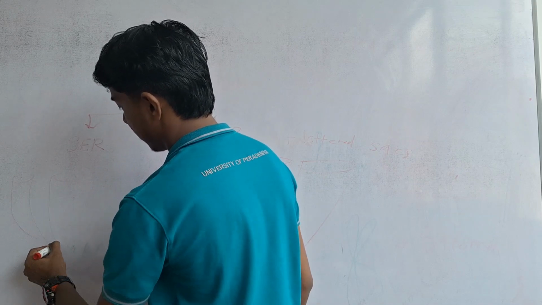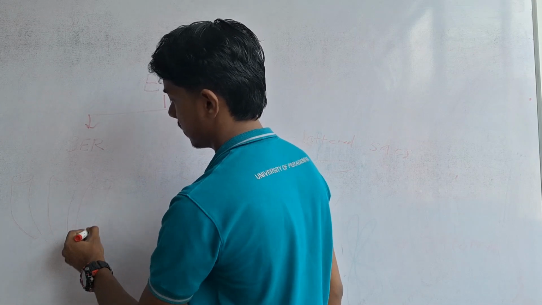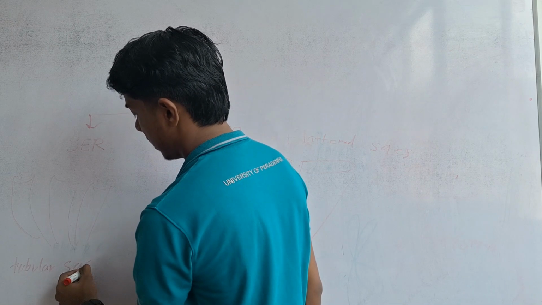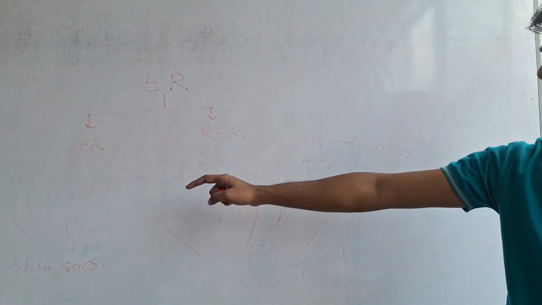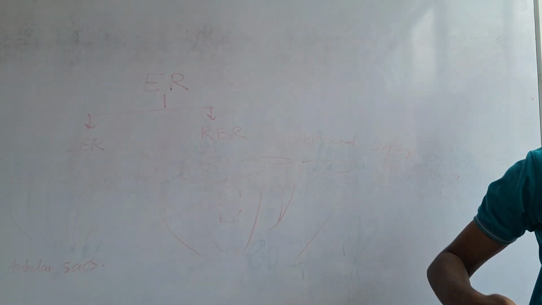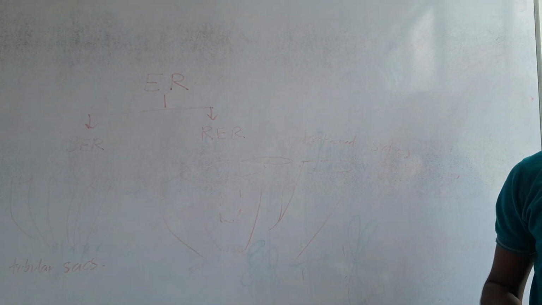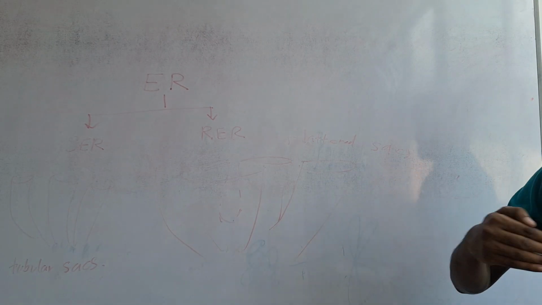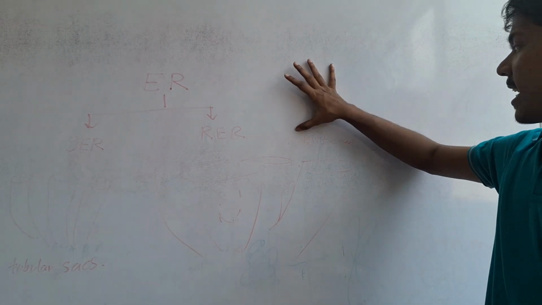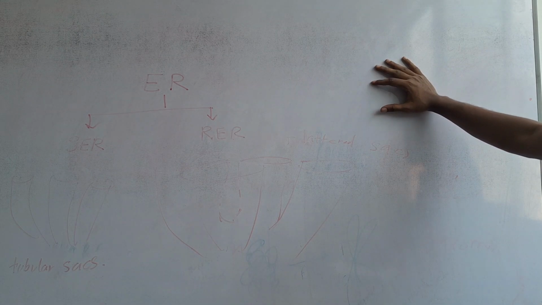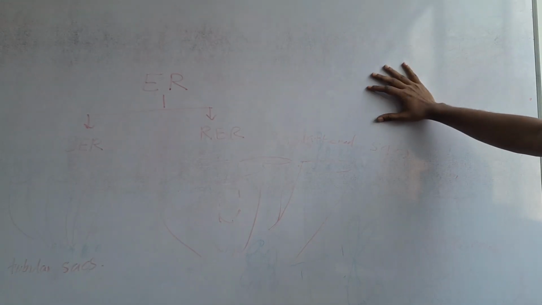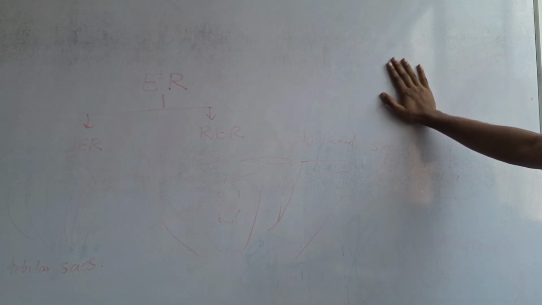has tubular sacs. This is the main difference between smooth and rough endoplasmic reticulum. Smooth endoplasmic reticulum is made up of tubular sacs. Rough endoplasmic reticulum is made up of flattened sacs, which contain ribosomes in their membrane. Which type of ribosome? 70S or 80S?